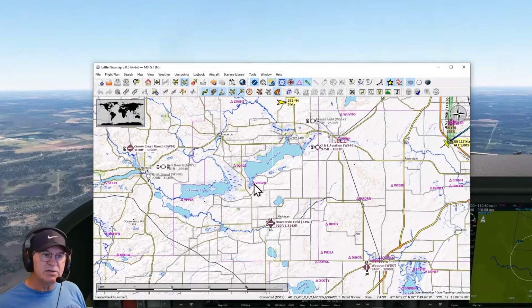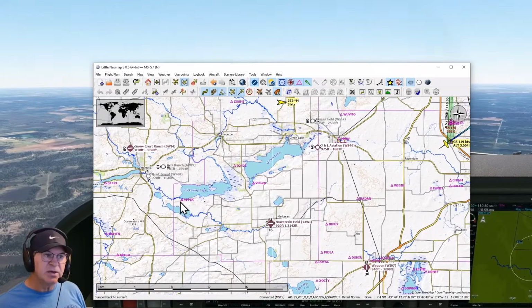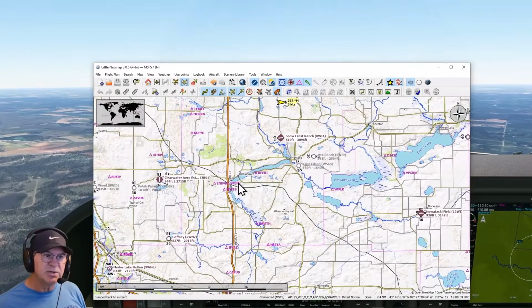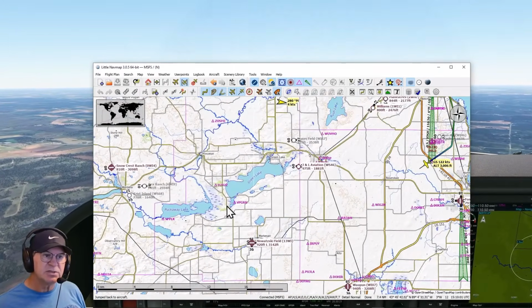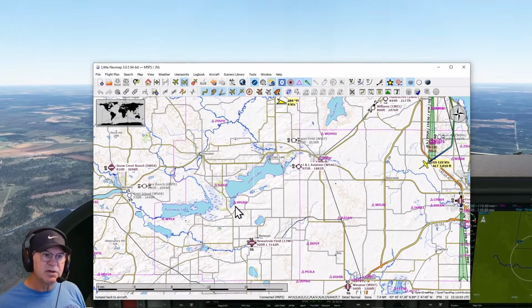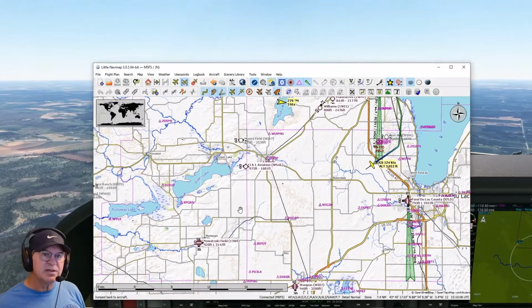I'm going to head down here to this next insertion point. There's the Puckaway Lake, and then way back here is the bridge. All right, so we're actually just going to go here and insert right here. To get there, look how easy it is in the sim.